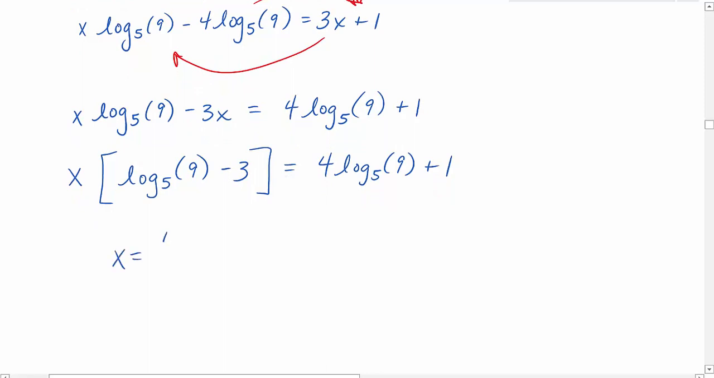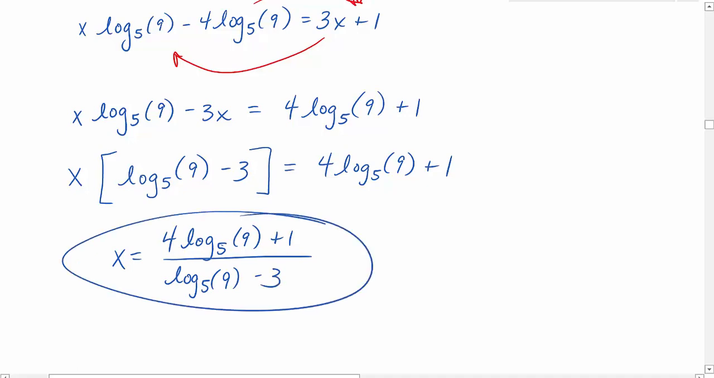We get x to be equal to 4 times log base 5 of 9 plus 1 over log base 5 of 9 minus 3. And that is our exact answer. If we want a decimal approximation, which again the directions ask us for, we're going to have to use change of base formula here since our calculator does not do log base 5.